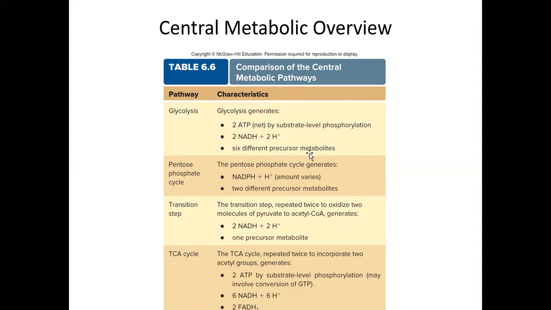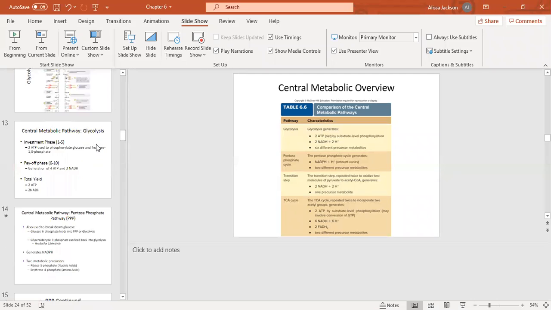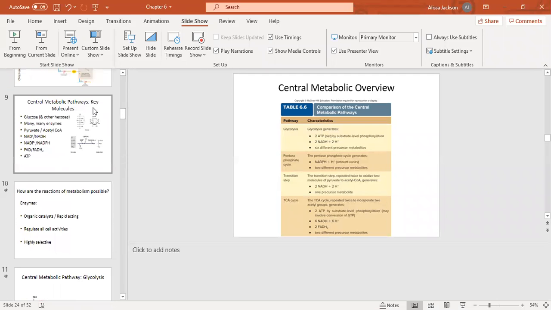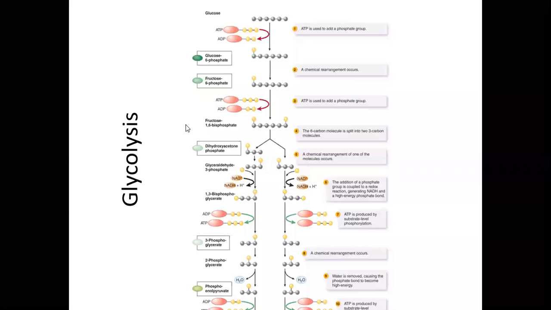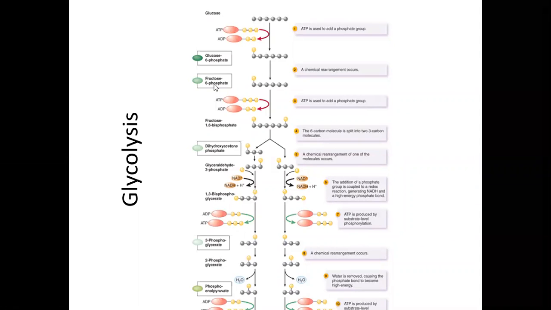Let's go back. So for the transition step, that would be acetyl-CoA. Yes. So it said for glycolysis, it generates 6. So yeah, here's glucose 6-phosphate, fructose 6-phosphate, dihydroxyacetone phosphate, 2-phosphoglycerate, phosphoenol pyruvate, and pyruvate. 1, 2, 3, 4, 5, 6. But I don't think you'd have to know all of those. Definitely pyruvate. I remember talking about pyruvate and then the glucose and fructose. I don't remember talking about the others.